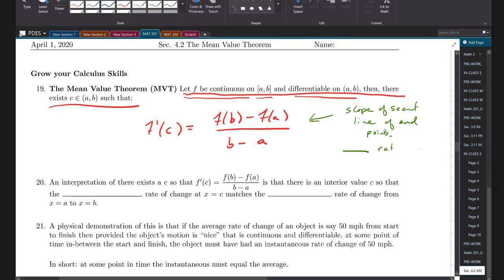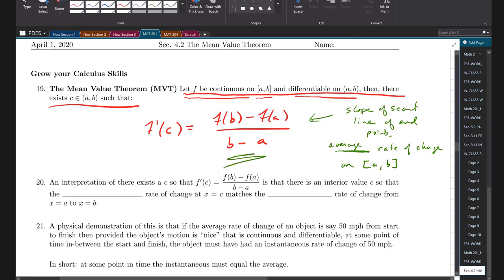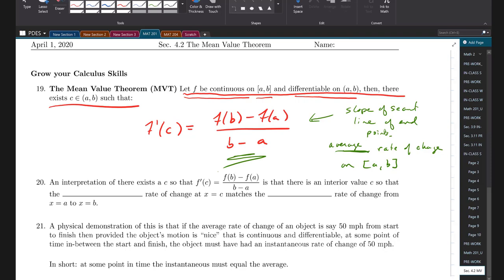Instantaneous? No. Average? It computes the average rate of change. For example, if I said I'm driving from Denver to Santa Fe, I cover the distance of 300 miles in 6 hours. If you do this slope formula, you would get an answer of 50. You'd say, oh, you averaged 50 miles per hour. That's how you compute an average rate of change.